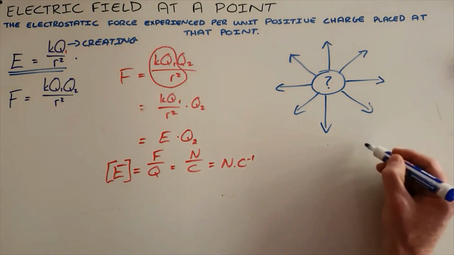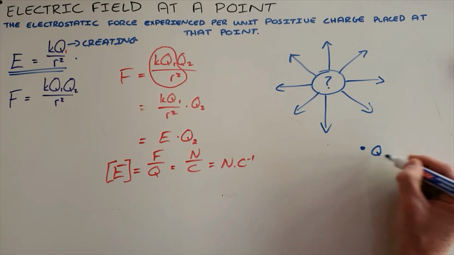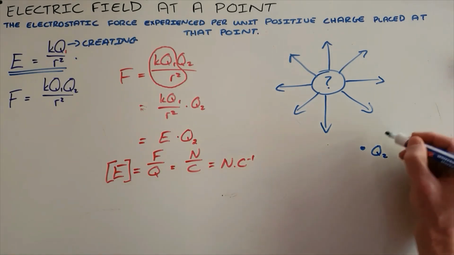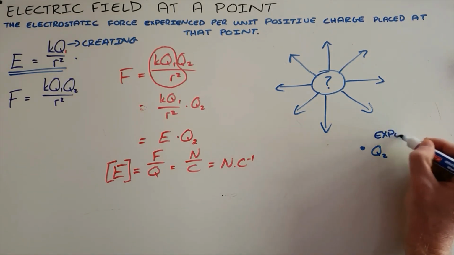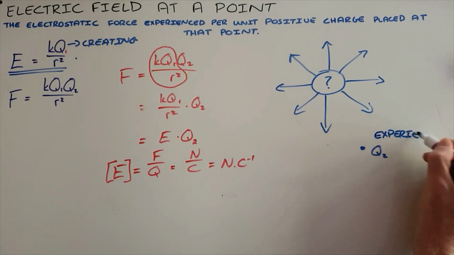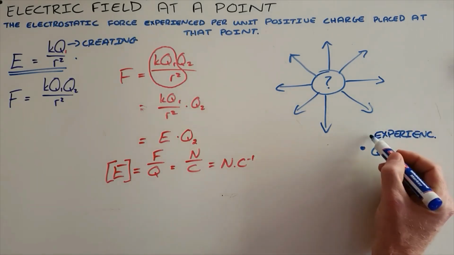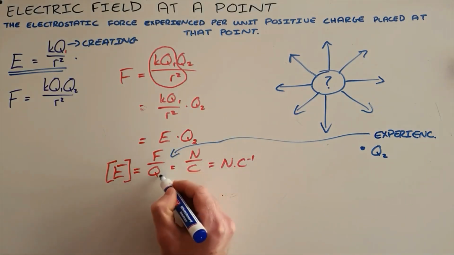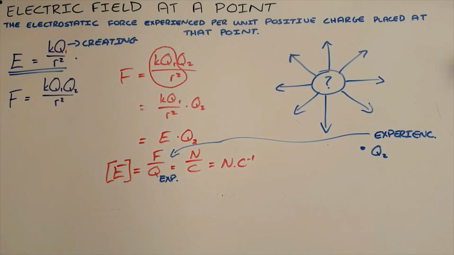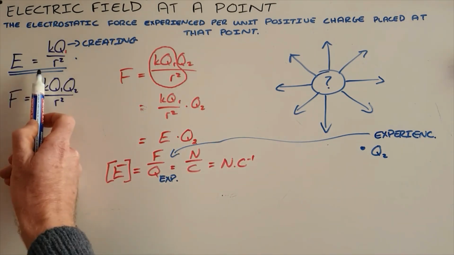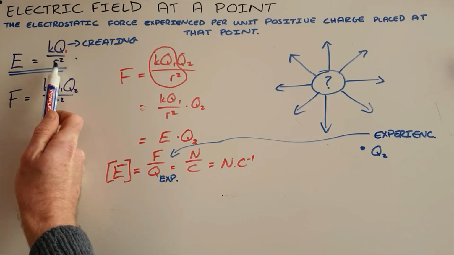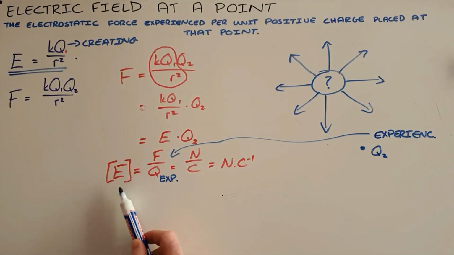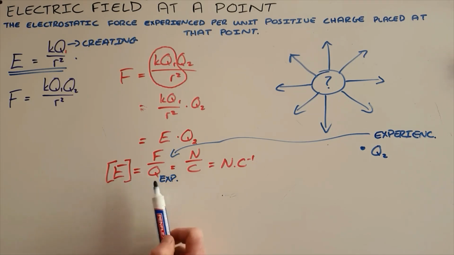When instead you are given a charge that is experiencing a force, then you would use this new formula which says that E is equal to F over q, where this q is the charge that experiences that force. So once again, this formula is used when you are given the charge creating the electric field. This formula is used when you are given the charge experiencing the force.